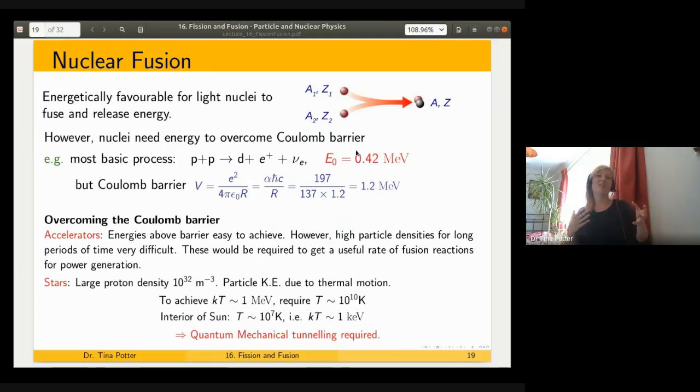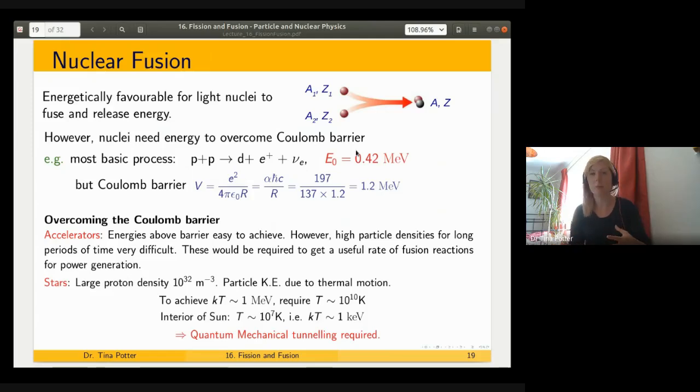We have about 10 to the 32 of them per meter cubed. Absolutely fine for the particle density there. We can use the sun, and we do use the sun to get useful amounts of energy. The way that fusion is done in the sun is that our 2 protons, for example, have enough energy to overcome the Coulomb barrier because of their kinetic energy.